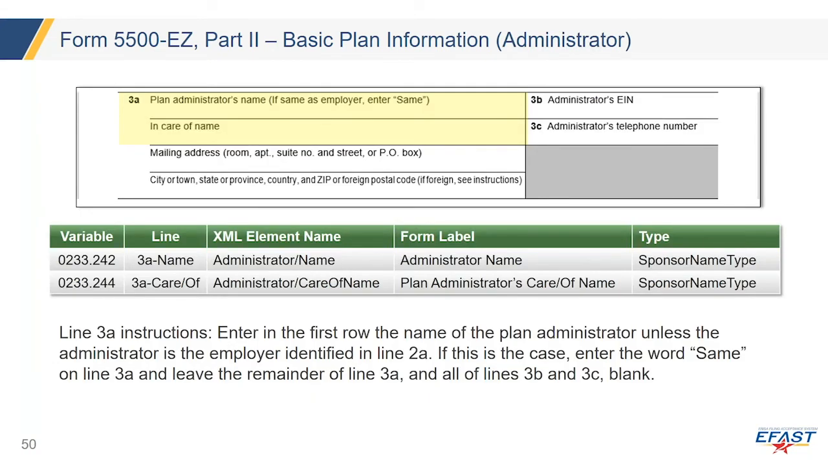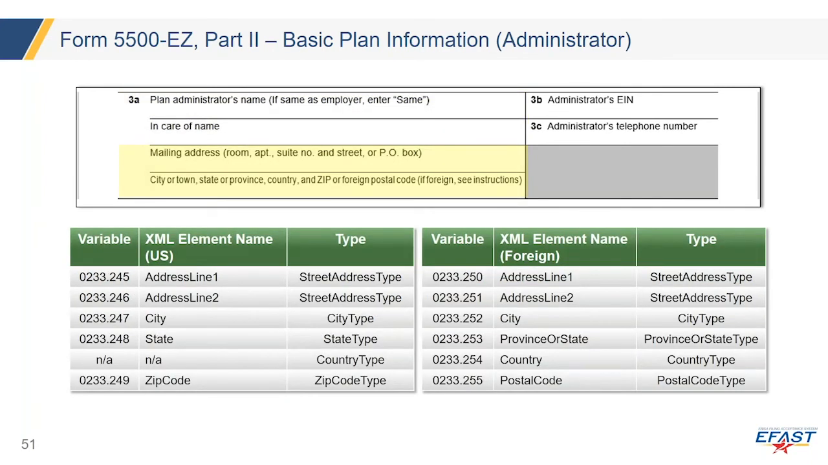Continuing on in part 2, we have the administrator's name and the administrator's care of name. And then there's also the option to use "same" if the administrator and the employer are the same. And then again, we have the address, foreign US address or foreign address. Again, this is the same structure we had before.